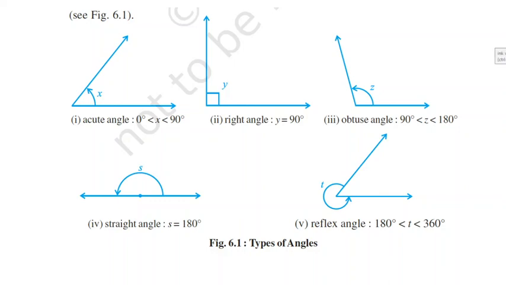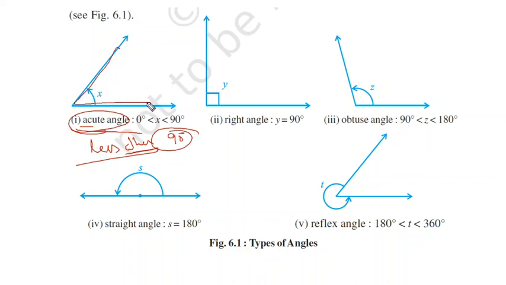Let's recap all these things again. Acute angle is any angle that is less than 90 degree. So any angle that is less than 90 degree is called acute angle. The symbol is this, less than 90 degree. Then we'll move to right angle. Right angle is an angle which is exactly equal to 90 degree.